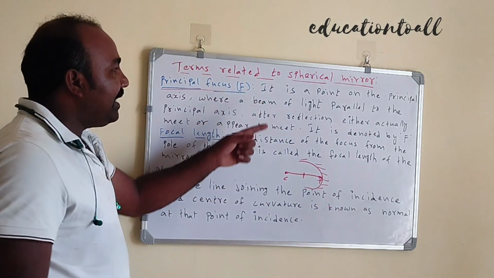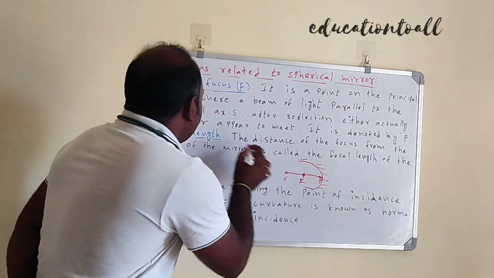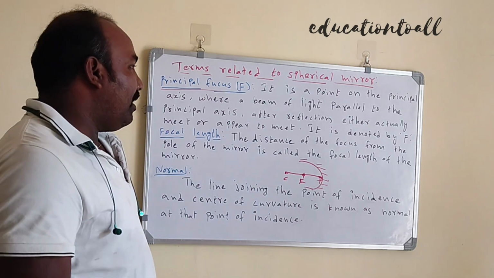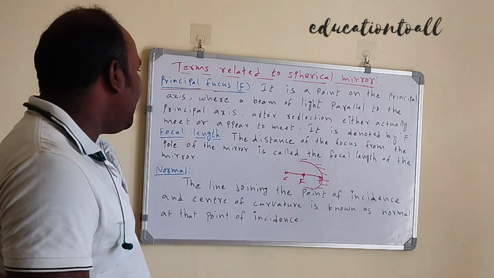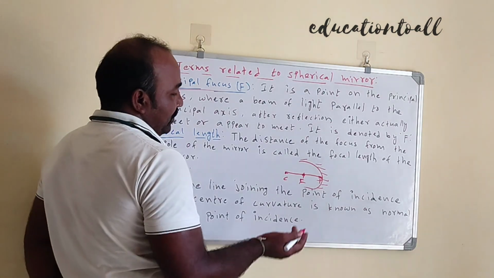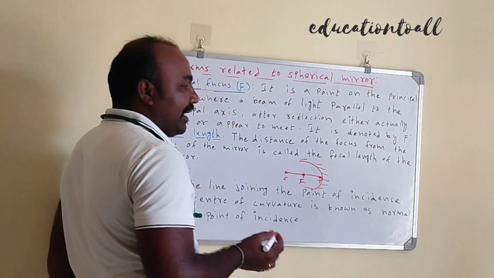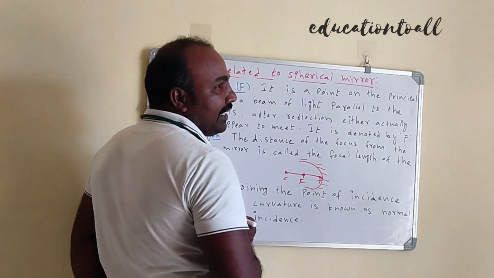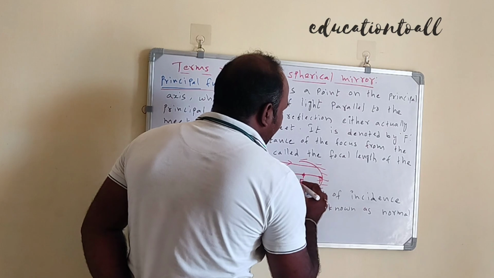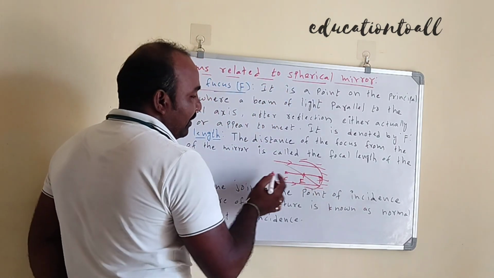So that is a point on the principal axis where the beam of light parallel to the principal axis, after reflection, either actually meets or appears to meet. It is denoted by capital F. So simply, we can define the focus as located between the pole and center, where rays of light passing parallel to the principal axis are reflected back into the same medium.